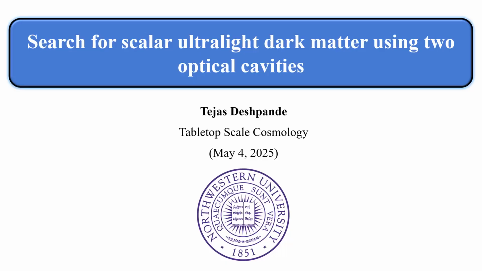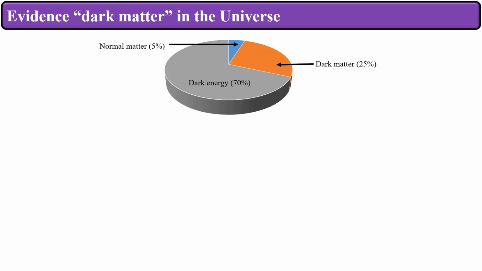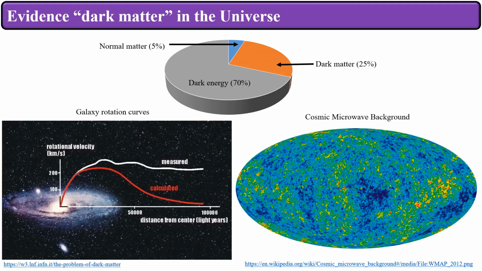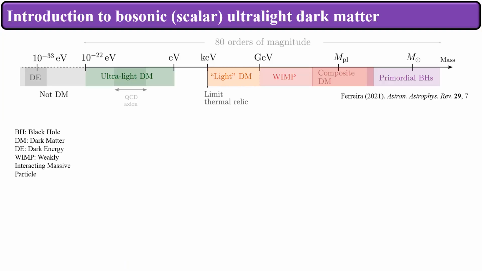In this talk, I'll discuss the first experimental demonstration of a new approach to detecting ultralight dark matter using two optical cavities. According to the standard model of cosmology, known as lambda CDM, we know that 25% of the universe consists of dark matter. Evidence of dark matter ranges from galaxy rotation curves to the cosmic microwave background. Based on these observations, we infer that the range of possible dark matter masses spans almost 80 orders of magnitude.